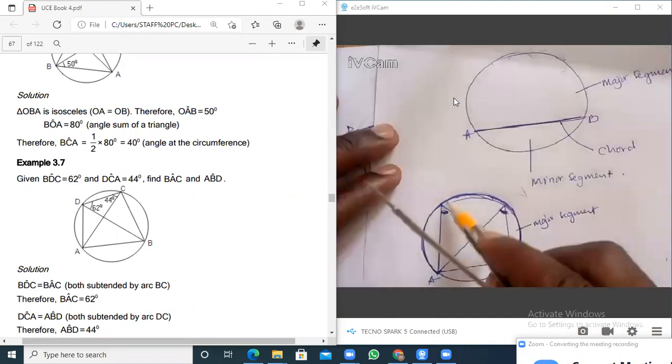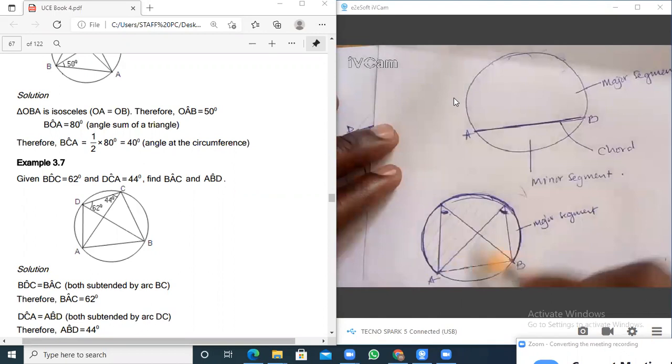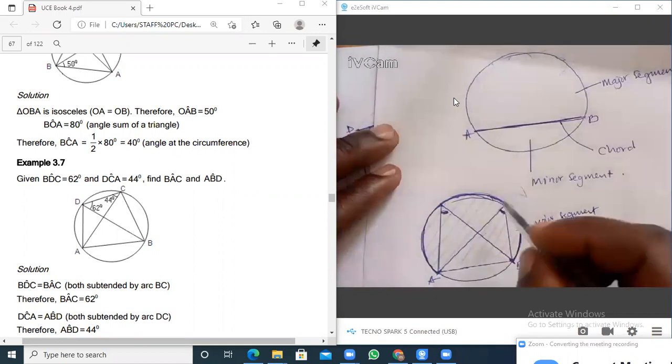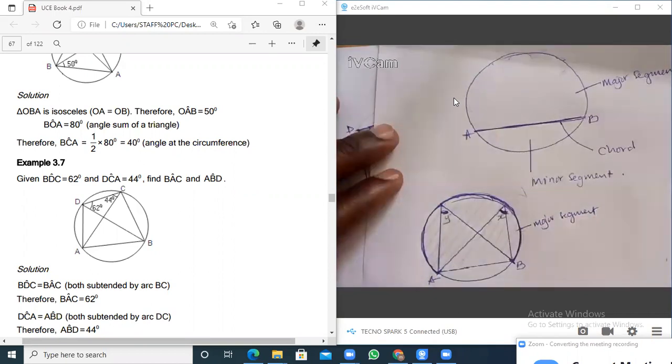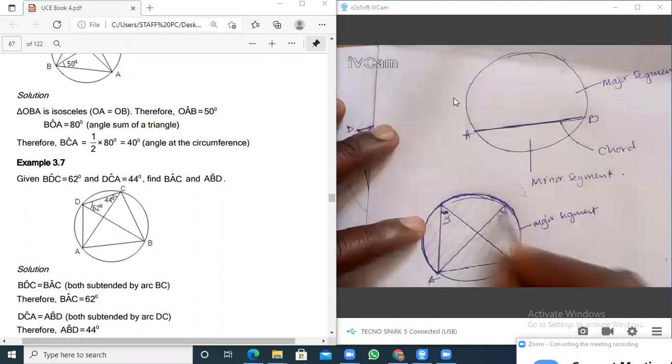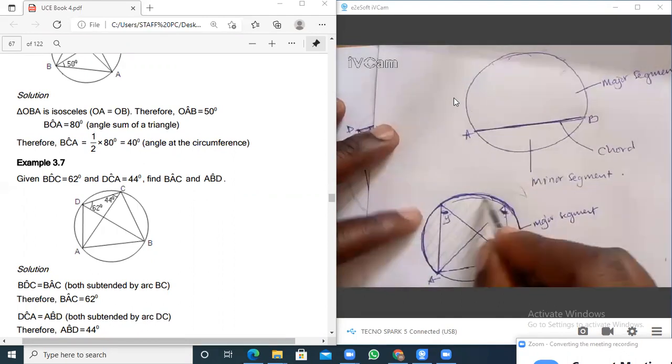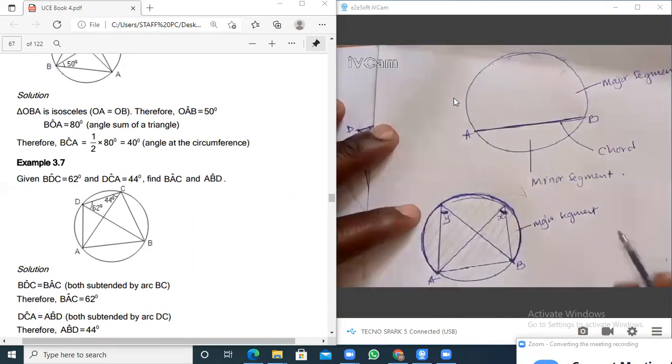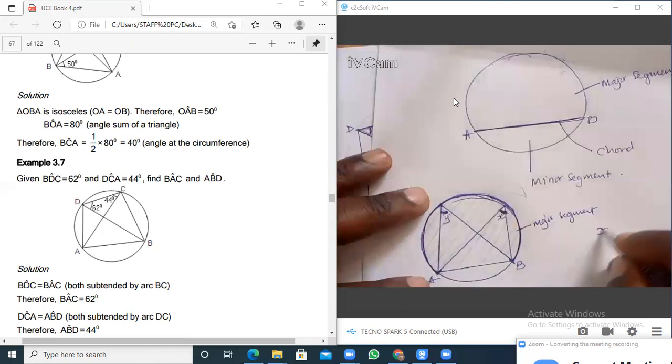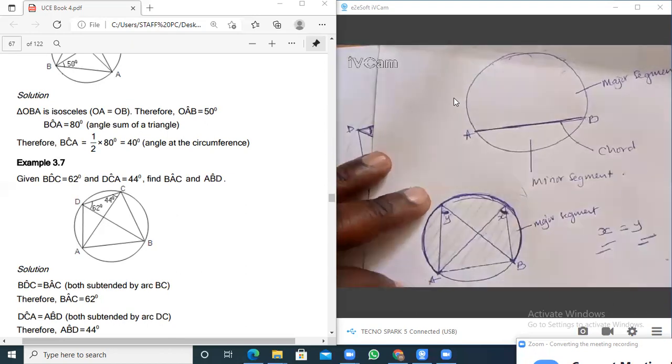Let me shade it for you to see that. This is the major segment. That one is the major segment. So in that major segment, we have two angles, X and Y. Those angles are equal because they are in the same segment, subtended by the same arc. It is the same arc all through up to here. That means that X equals what? Y. X is equal to Y.